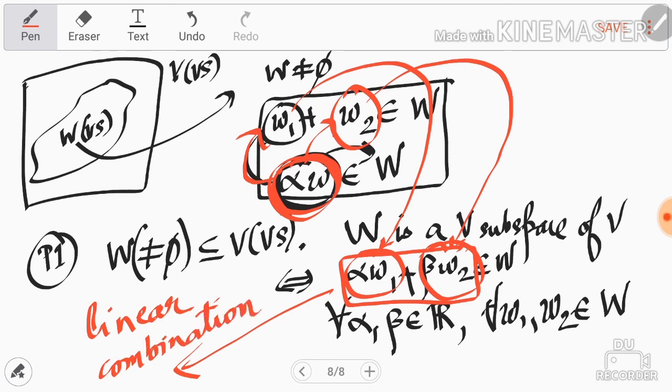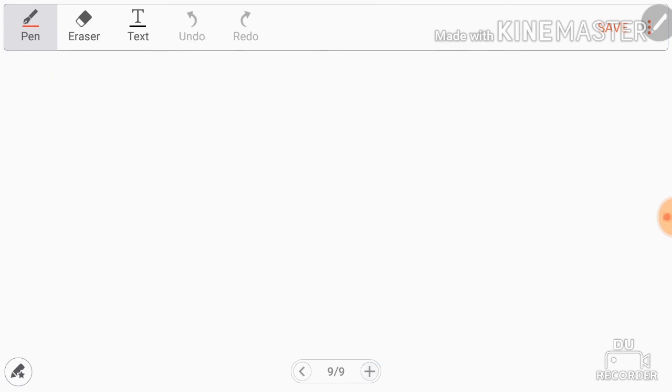of W1 and W2. So what we are trying to say here is that a non-empty subset of a vector space is a vector subspace if and only if every linear combination of vectors in W will belong to W. This is one thing.